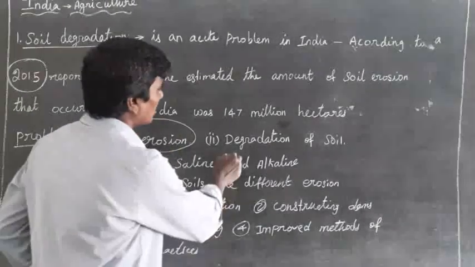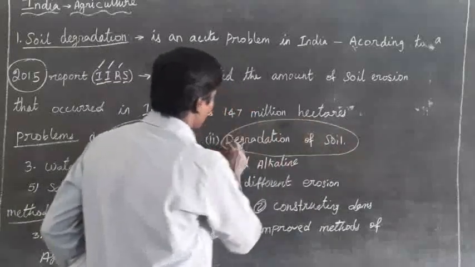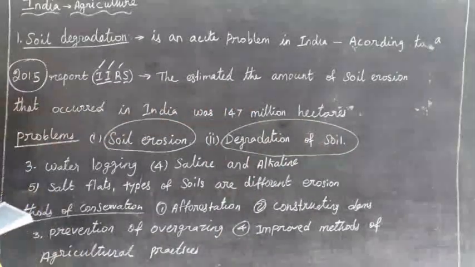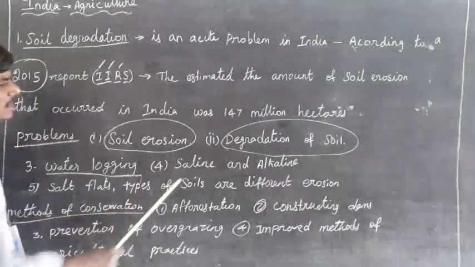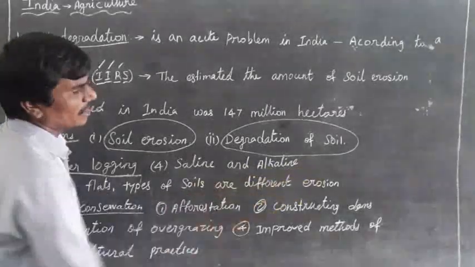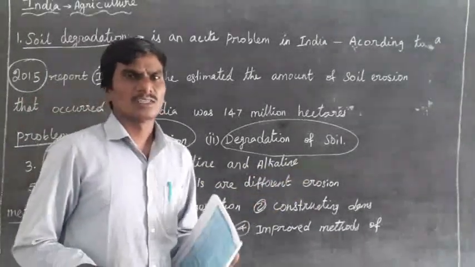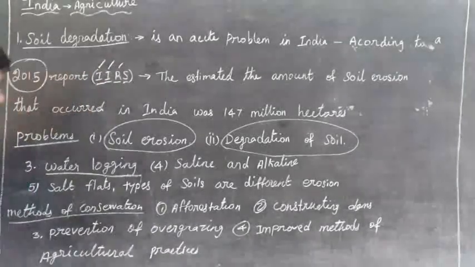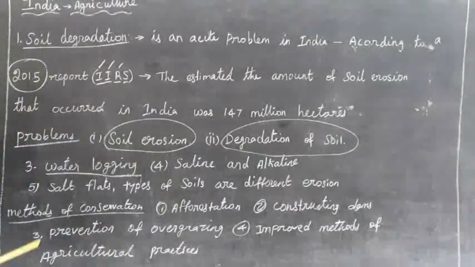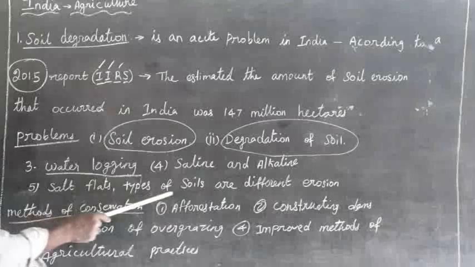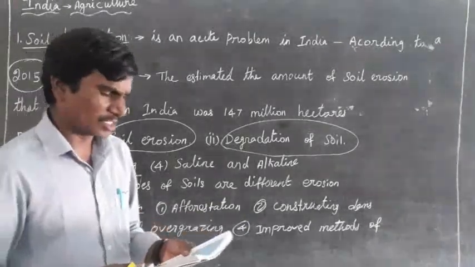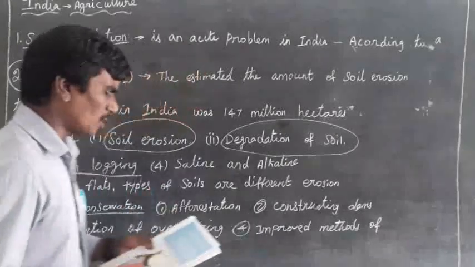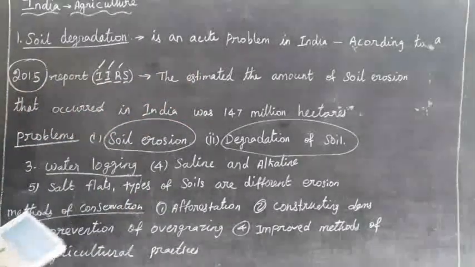The major problems of the Indian soils are: one is soil erosion, second is degradation of the soils, third is water logging, saline and alkaline soils, salt clay, and the types of soils with different erosions, and the methods of conservation and management of the soils.